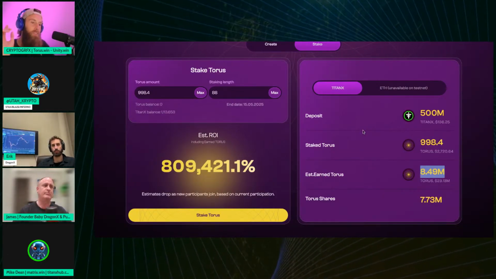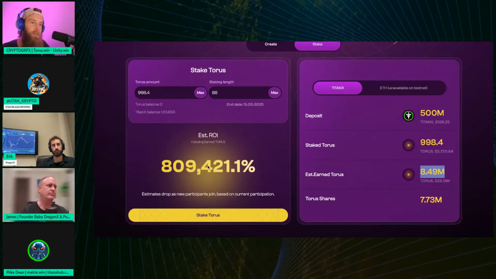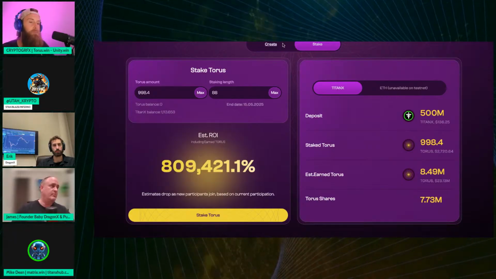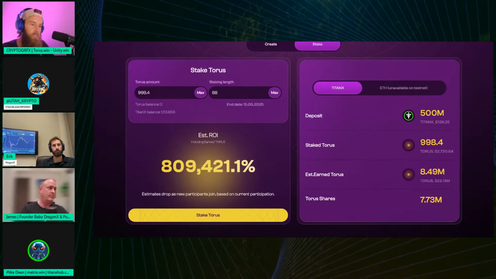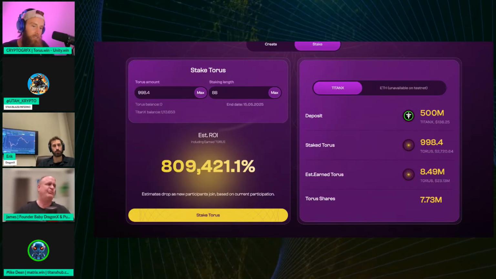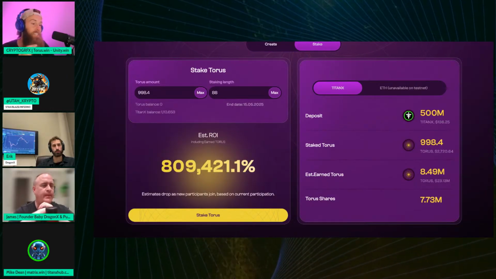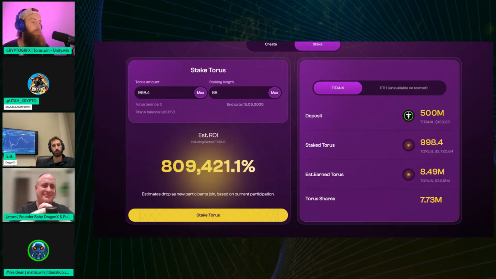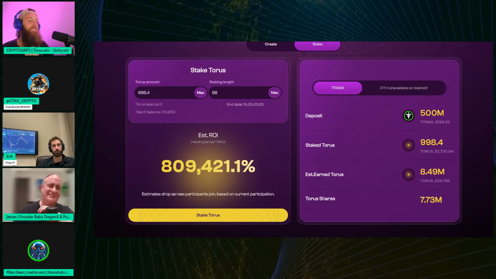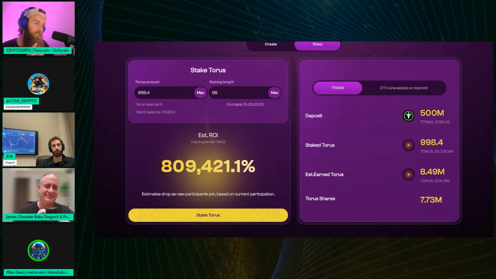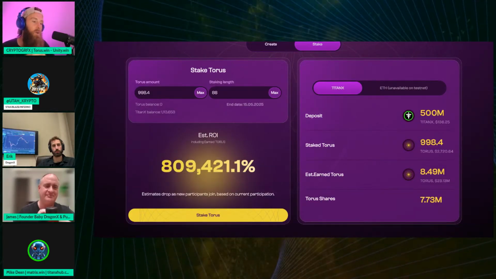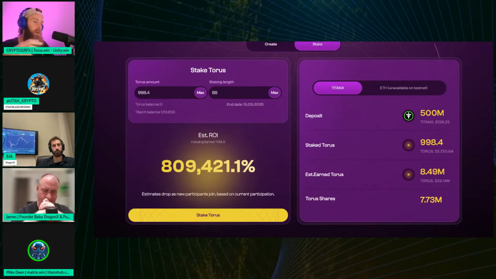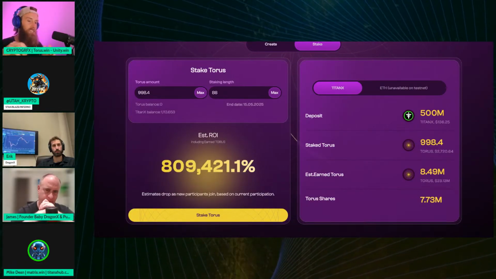Now, one thing I do want to touch on, the estimated ROI here. I want you guys to read this very closely. This is an estimation based on current participation in the system. So what that means is the first person that comes in here is going to see an astronomically high ROI. It could be 1,000,000% ROI. It could be 10 million% ROI. Just if you're coming in here on the first day, the real ROI is going to start to come at the end of the first day, second day, Thursday, as most people come into the system and as the actual shares in the system stabilize.